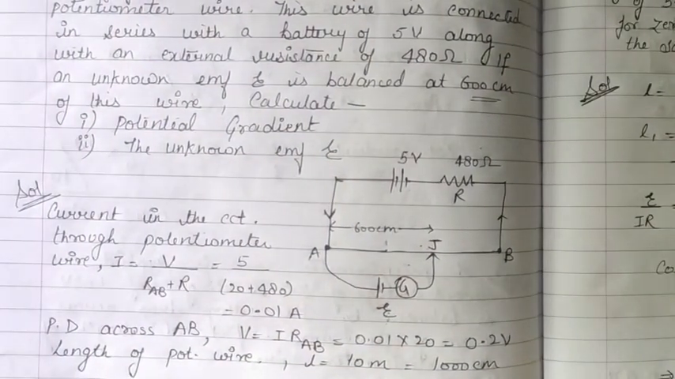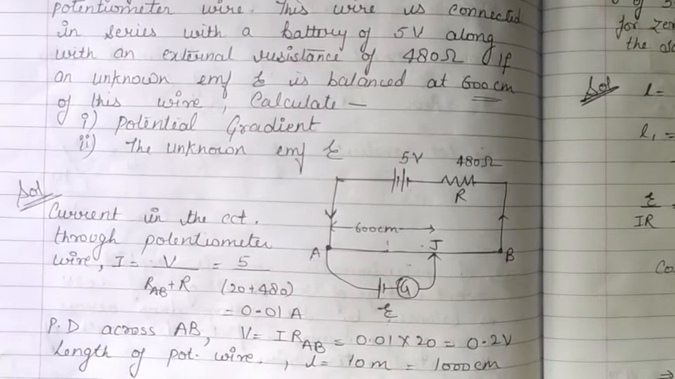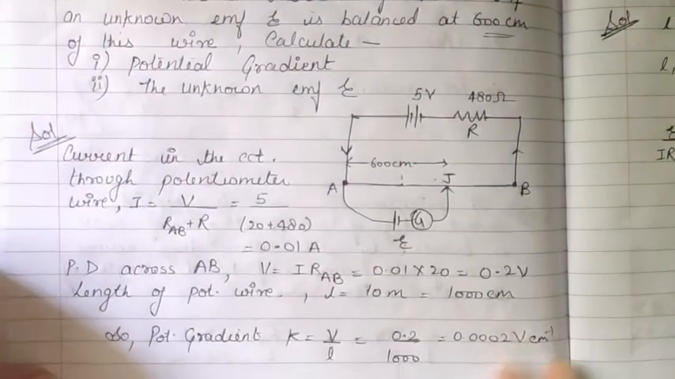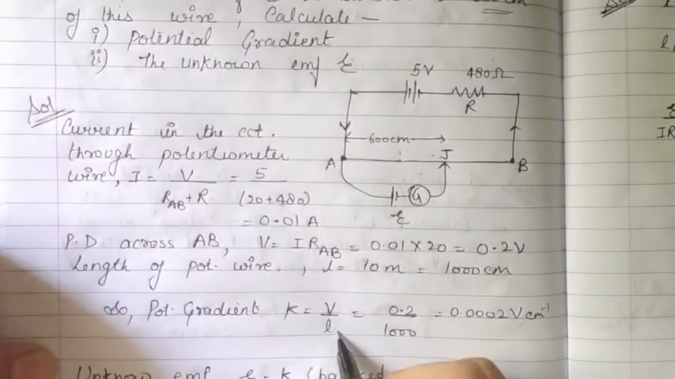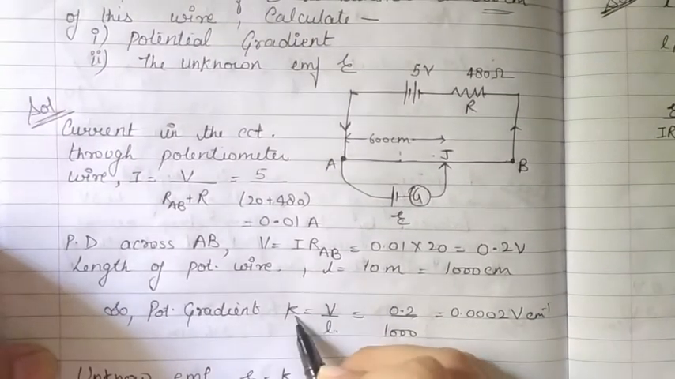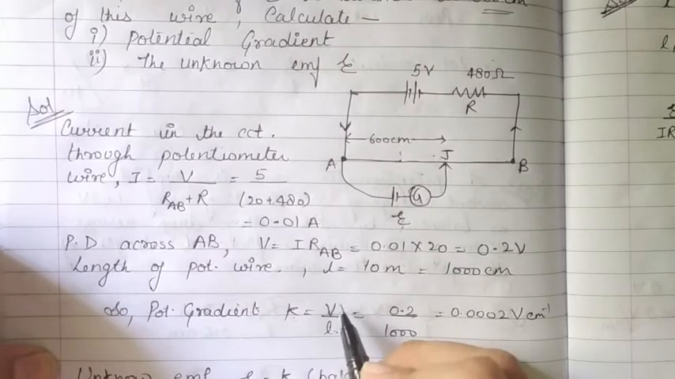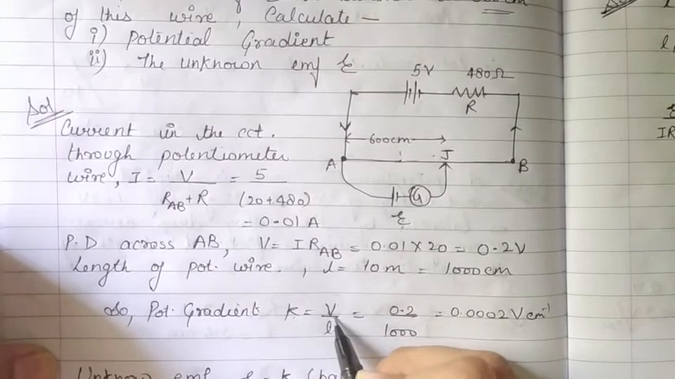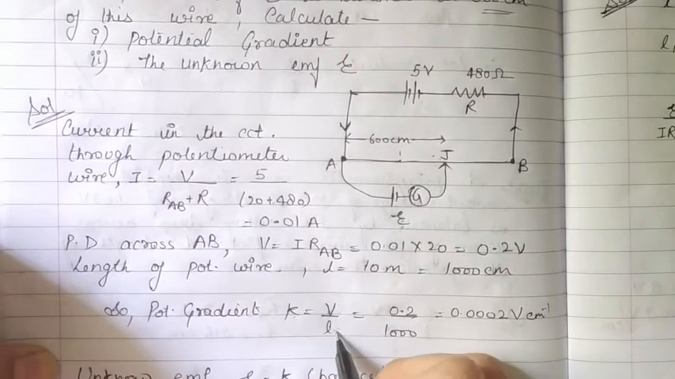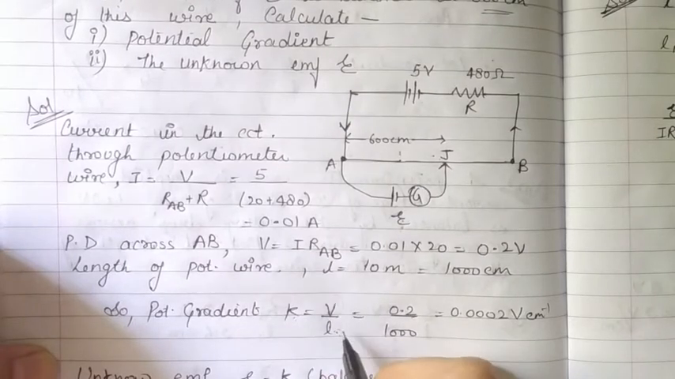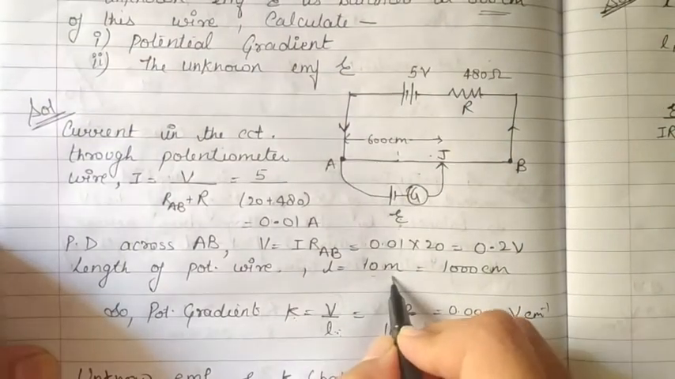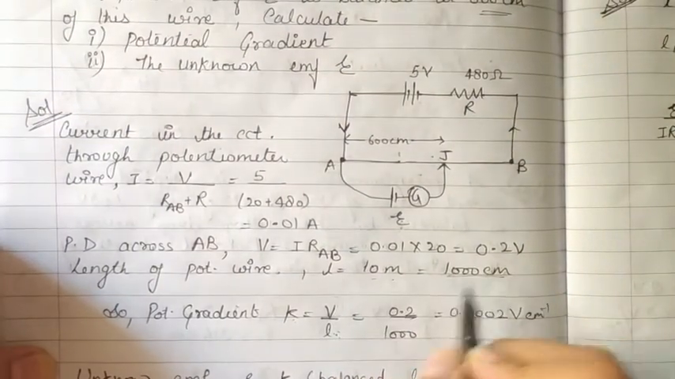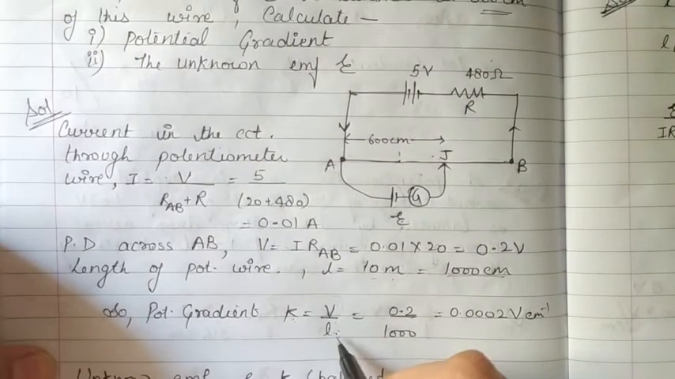So first we will talk about potential gradient. Potential gradient is V upon L, potential upon length. So to find potential gradient we need two things, V and L. Now this is the length of potentiometer wire that is given in the question, 10 meter, so it will be 1000 centimeter. So there is no problem of length L.